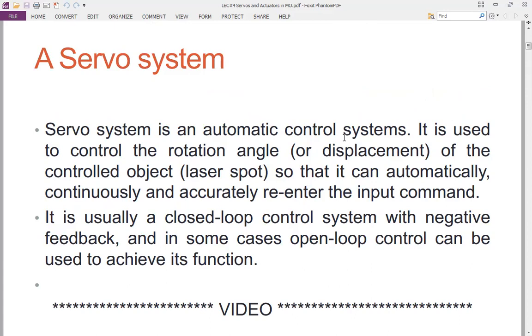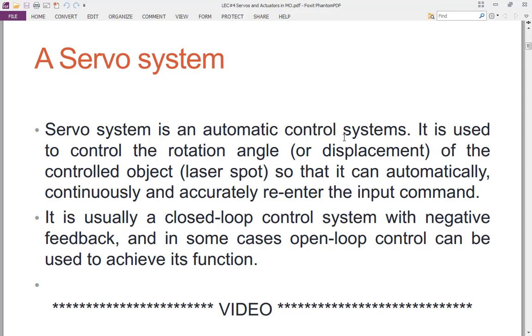In our case, our control object is a laser spot, so that it can automatically, continuously, and accurately re-enter the input command. Remember, when we are talking about an optical head, we are talking about two things: either reading or writing, and those two things are supposed to be done continuously. For that to be achieved, a servo system must be in place so that it can do that automatically, continuously, and accurately.